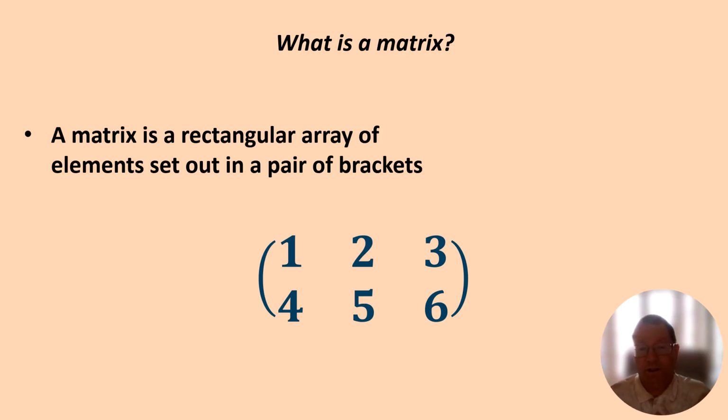So our first question is, what is a matrix? A matrix is a rectangular array of elements set out in a pair of brackets. And here you can see one with 2 rows and 3 columns, and the elements are 1, 2, 3, 4, 5, 6.